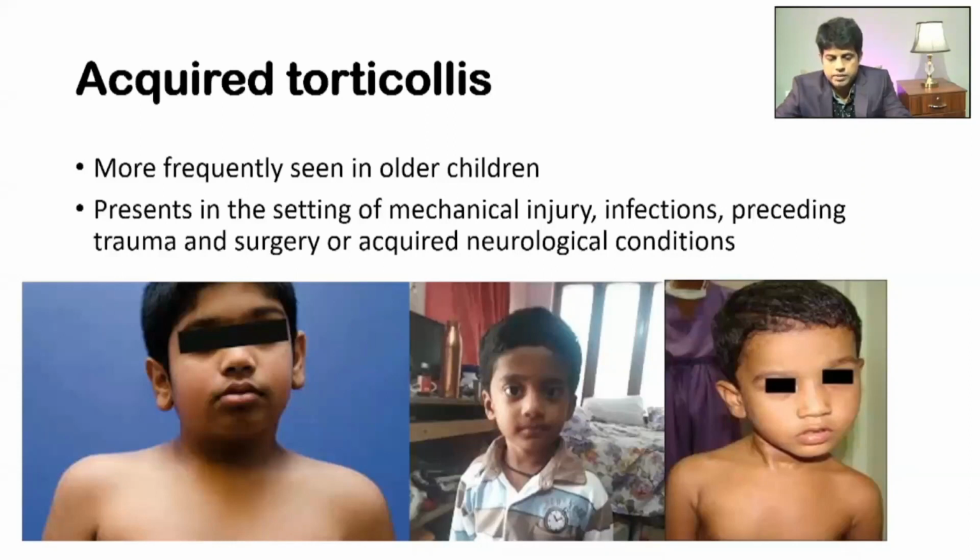Now, the children presented in these images have subtle torticollis. So sometimes it may be very difficult to elicit torticollis, especially in the child on image 1, right? However, certain neurological conditions like brain tumors can sometimes present with isolated torticollis. Therefore, it is very important that you pick up the physical signs.